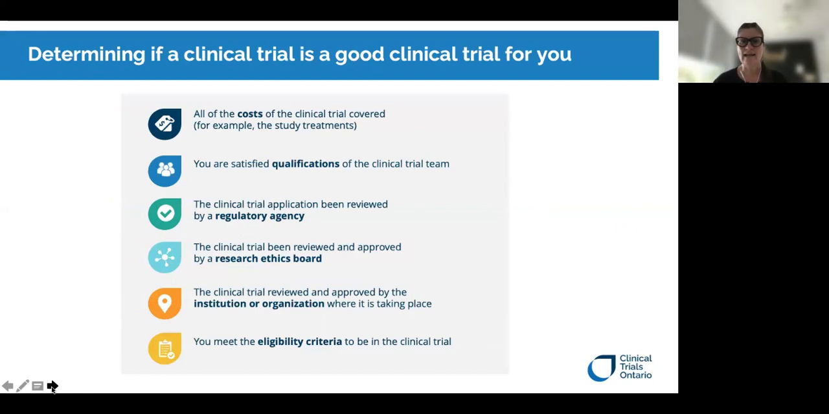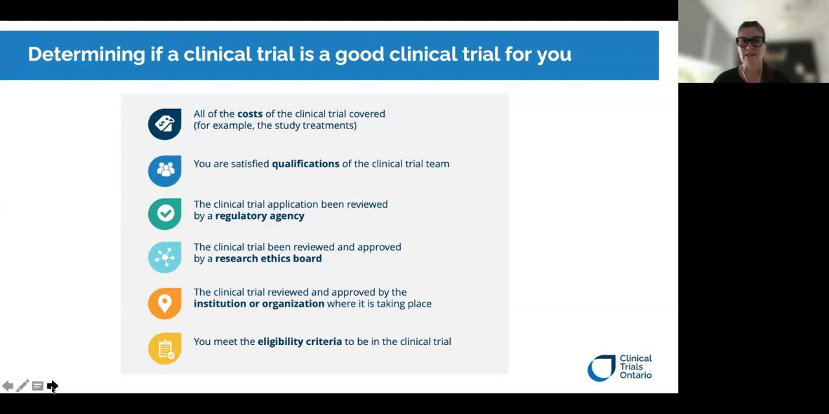So another thing I get asked quite often is, how do I know if a clinical trial is a good one for me? Or how do I know if it's reputable or credible? So those are important questions, and I can help you out with some of the reputable and credible things. But ultimately, it's a really personal decision to participate in a clinical trial. And that's going to have to be your decision, although you might lean on a lot of different perspectives and do a lot of homework before you make that decision.